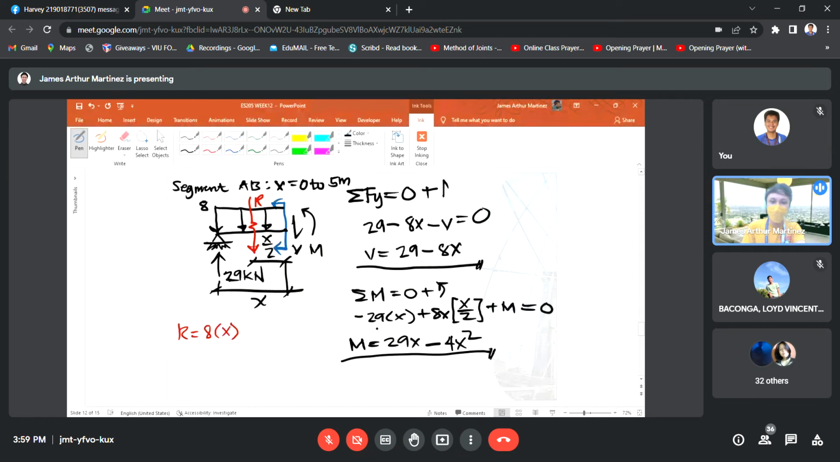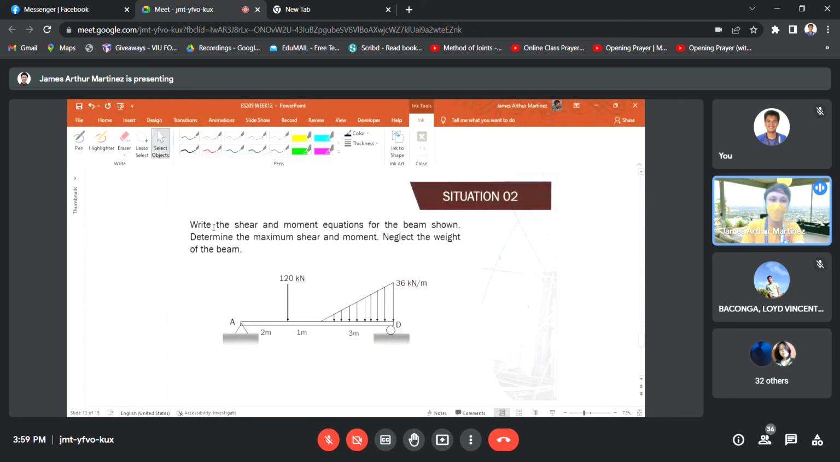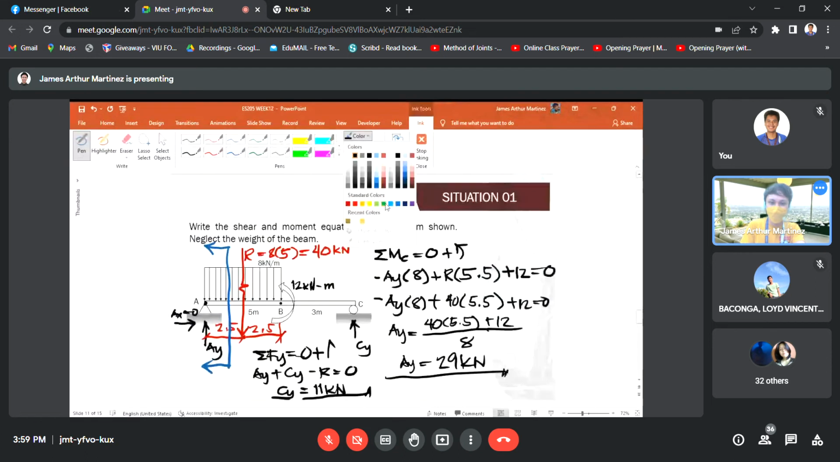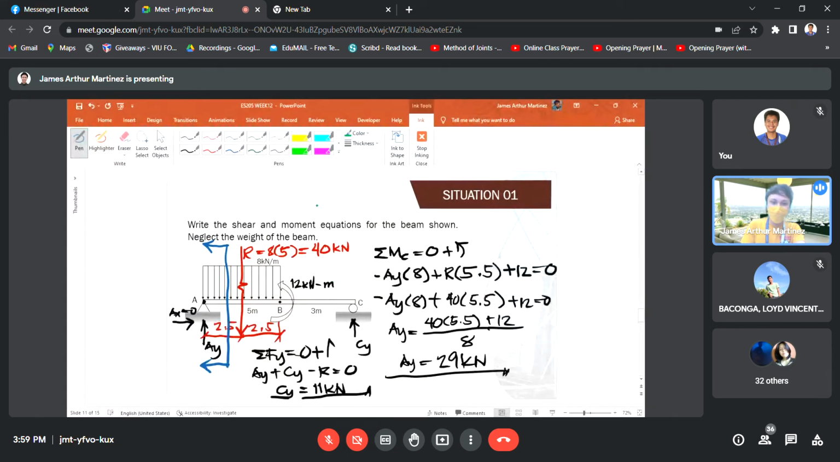Okay. So since we now have equations for shear and moment in segment A to B, let's proceed with segment B to C. Let's say we cut at this point or at this section. It is easier if we analyze the right side part. If we take the left side, we have to consider many forces. Although that is also possible, it's just that our equation or solution becomes longer.